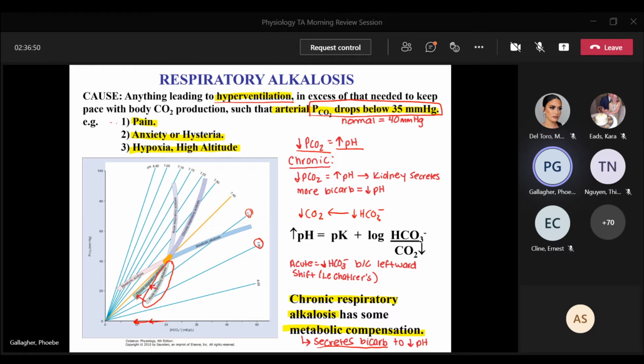Okay, so he could also use these examples in the question stem to help you determine what you're looking for. So pain, anxiety, hypoxia, anything that is going to lead to hyperventilation will be leading to respiratory alkalosis. So if you want to look at it from the Henderson-Hasselbalch equation, you drop CO2, that will lead to an increase in pH because they're inversely related to each other.